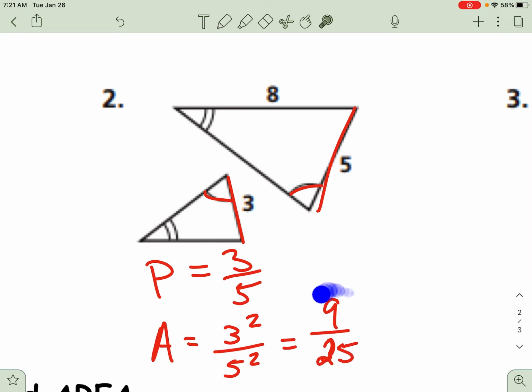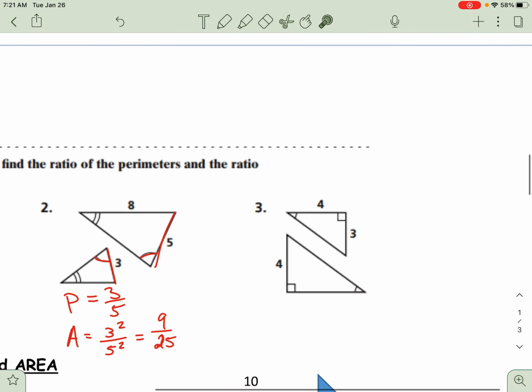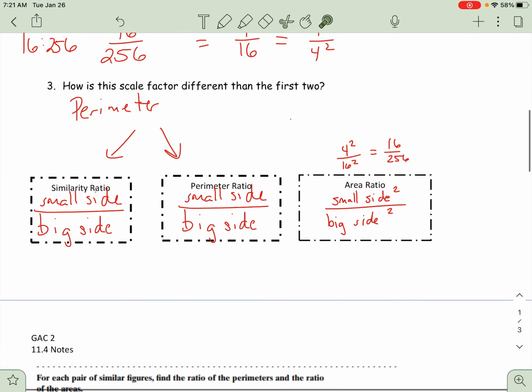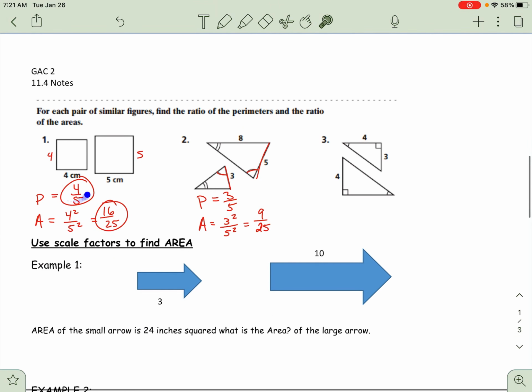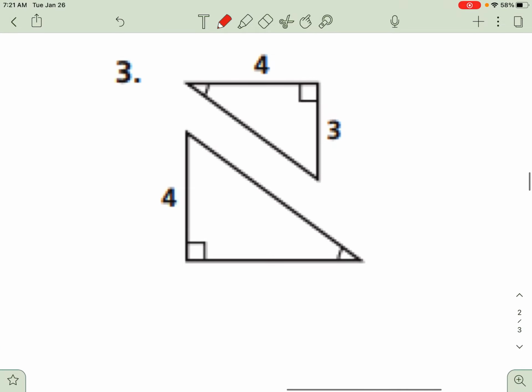Again, this is not necessarily the area of the triangle. We know that the area of a triangle is a completely different formula, but this is just saying the ratio of the area is going to be 9/25. So the ratio, not the actual area. Same thing with perimeter. The perimeter ratio doesn't mean that that's the actual perimeter. The actual perimeter of this square is not going to be 4/5, but 4/5 is that ratio. It's 4/5 of the total.